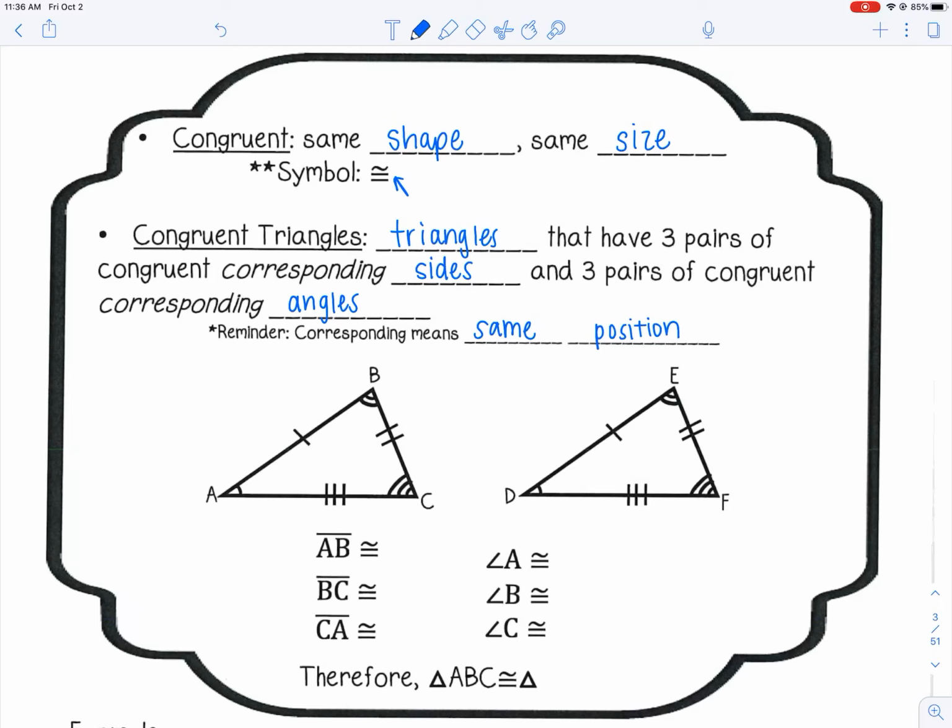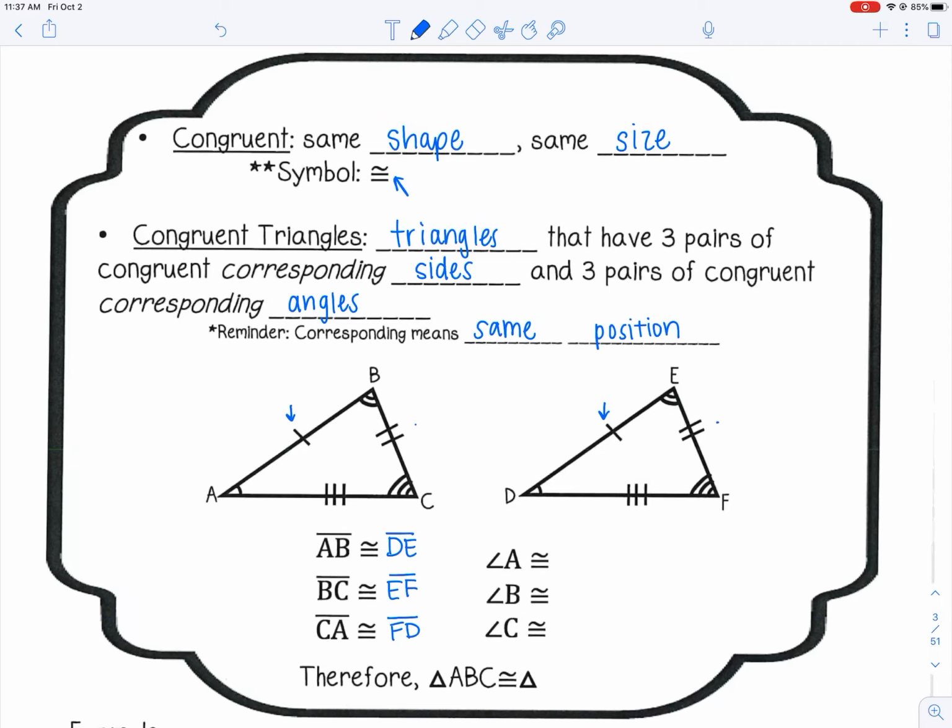So we use these tick marks on each side to show congruency, and we use arc marks on angles to show congruency. So if we're looking at this and we want to see what's congruent to side AB. Side AB has 1 tick mark. Side DE has 1 tick mark. So AB is congruent to DE. Then we have BC has 2 tick marks. EF has 2 tick marks. So BC is congruent to EF. Then CA has 3. FD has 3. So CA is congruent to FD.